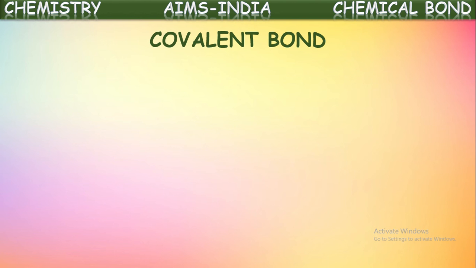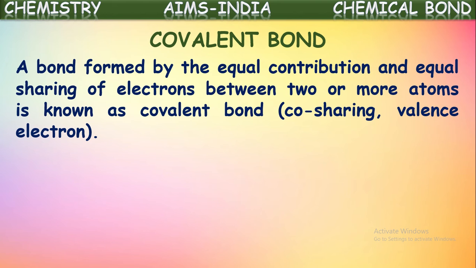Now let us see another kind of chemical bonding, that is covalent bond. A bond formed by the equal contribution and equal sharing of electrons between two or more atoms is known as covalent bond or sharing bond. Here, co represents sharing. Valent means valence electrons. So, the chemical bond formed by the sharing of valence electrons is called covalent bond. Okay.